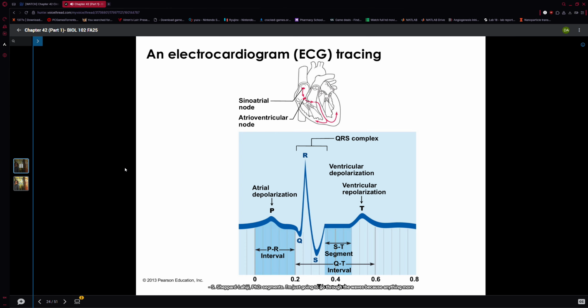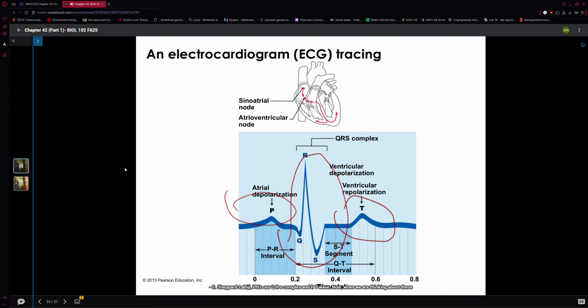Now, when you're looking at this particular image, I'm not going to go through the segments. I'm just going to go through the waves because anything more detailed than what I'm going to go through is really better served in a different type of course. So we're just going to look at our P wave, our QRS complex, and our T wave.